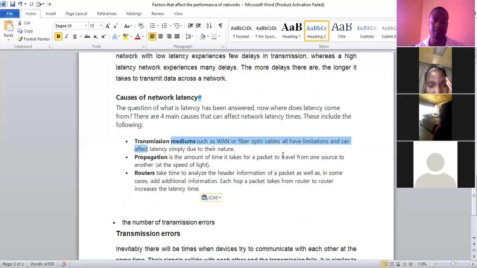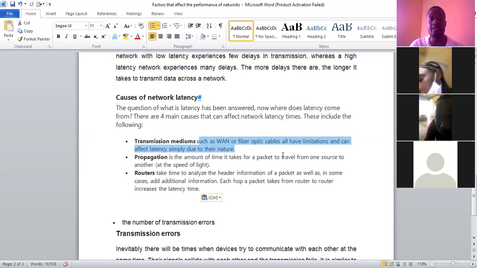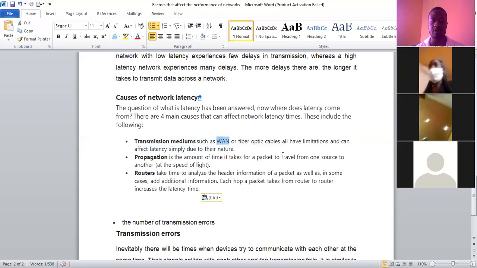Such as WAN or fiber optic cables all have limitations and can affect latency, okay? So all these things, the transmission medium. Remember, when you're transmitting data from a source to a destination, there are mediums that you use. Either you transmit data using wires or wireless, okay? So here, this is why we have limitations.